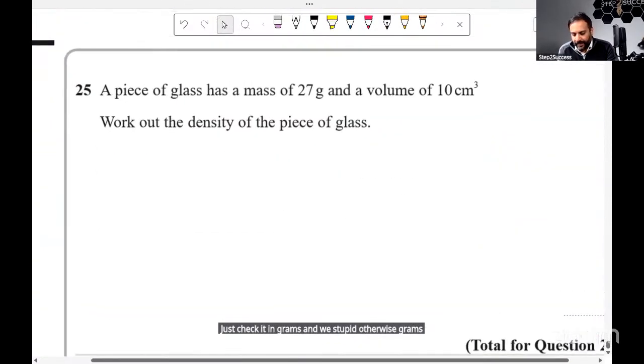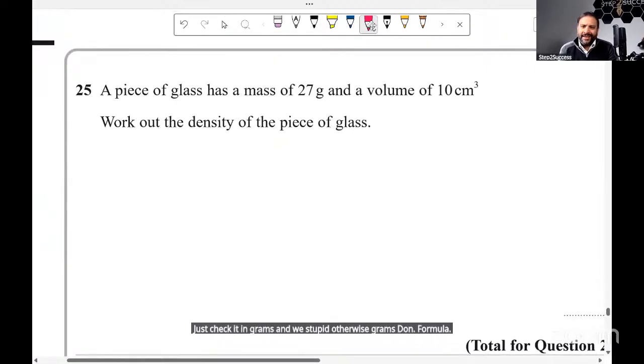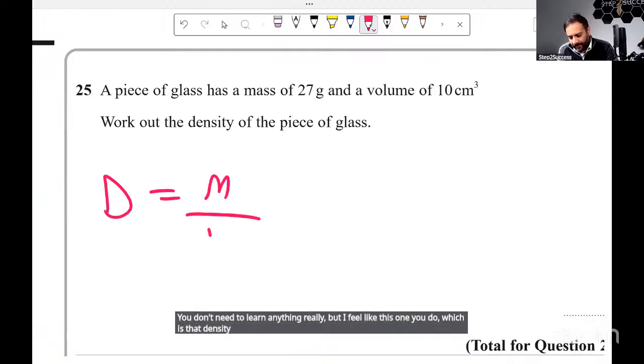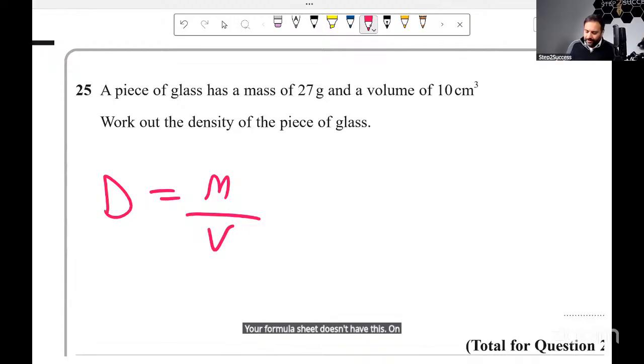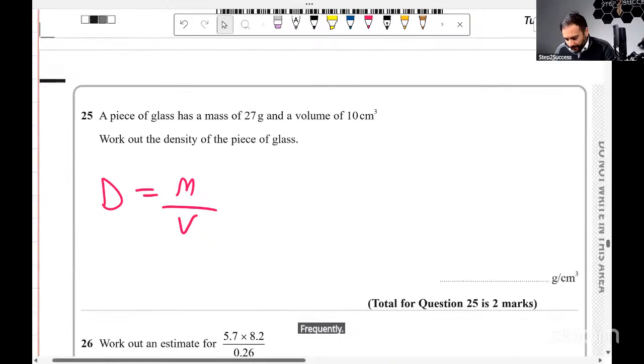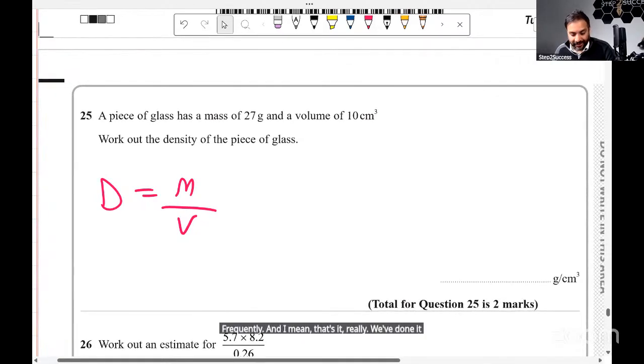Done. Formula. You don't need to learn anything really, but I feel like this one you do, which is that density equals mass divided by volume. Your formula sheet doesn't have this on it, yet I see questions on this frequently. And I mean, that's it really. We've done it. Density, if you know the equation, that makes it easy.